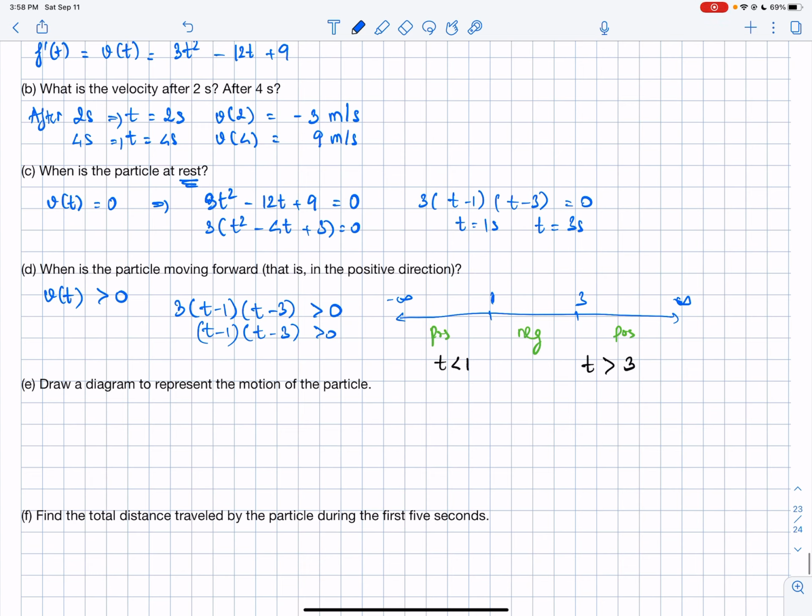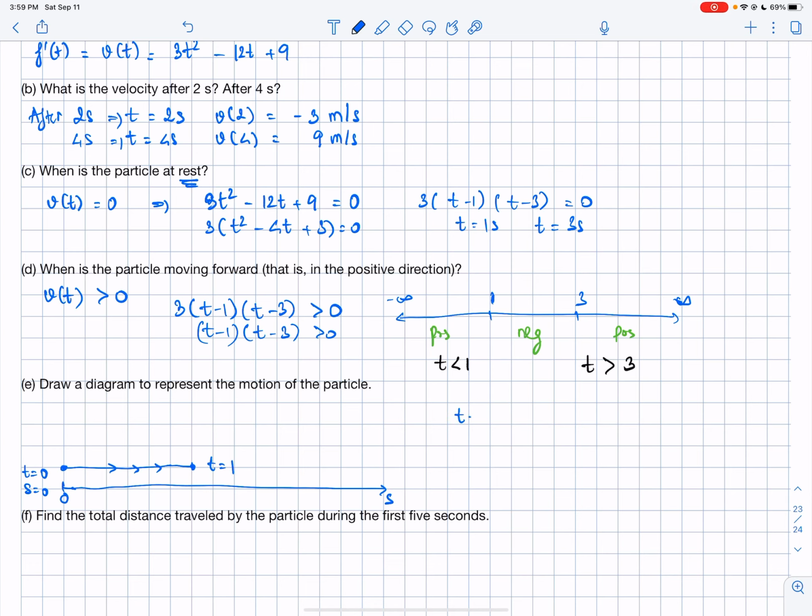Draw a diagram to represent the motion of the particle. So let's assume that this is the distance starting from 0 for s. When we travel from 0 to 1, until 1 second, this time means t equal to 0 and s equal to 0. So that is the beginning. It moves in the positive direction until t hits 1, so right here we have t equal to 1.